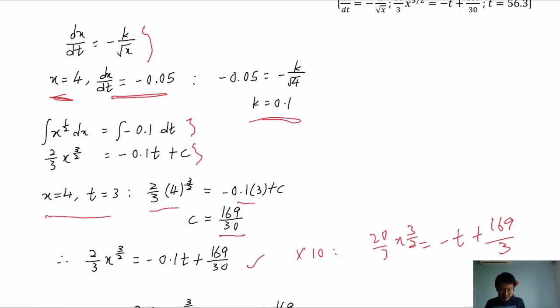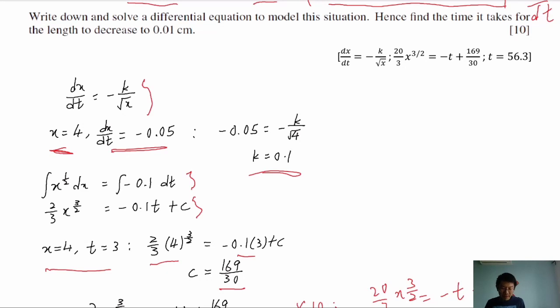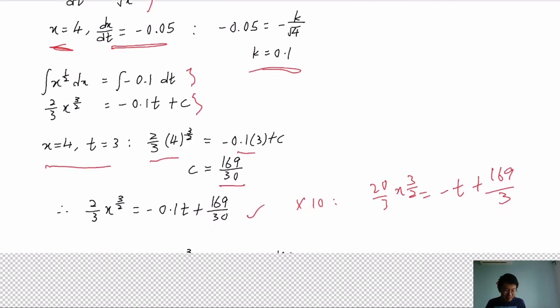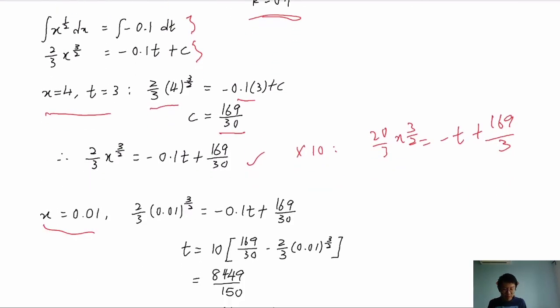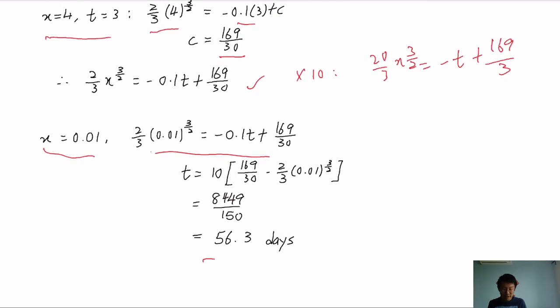The last part of the question says, hence find the time it takes for the length to decrease to 0.01 cm. So this is when x equals 0.01, and we need to find the time. Basically it's again solving the equation, which is not difficult to do, so we will get this amount of time, which is 56.3 days. So that will be the solution for this. Okay, let's move on.